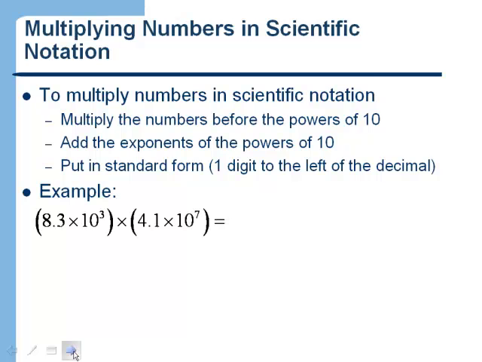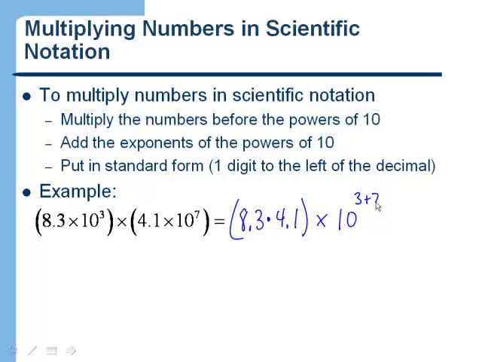Okay, so here's my example. What the rule says to do is multiply the numbers before the power of 10. So in other words, I take 8.3 and I'm going to multiply that by 4.1. So that's the first thing I'm going to do. And then it says simply add the exponents of the powers of 10, because we know that that's valid for exponents. So that would be times 10, and then I have the 3 and the 7, and I want to add them.